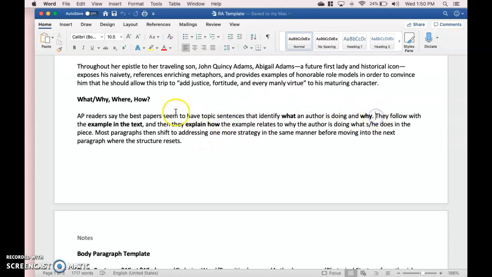This right here is probably going to be the hardest part. If you can't do this part here, the explanation of the how, then you need to erase that sentence and find a different example. From there, most paragraphs are going to shift to addressing one more strategy in the same manner before moving into the next paragraph, where their structure resets. It depends on how you are organizing your body paragraph. Some of you like to focus on one strategy for that body paragraph, followed by several examples. Some of you like to focus on multiple strategies that work hand in hand.